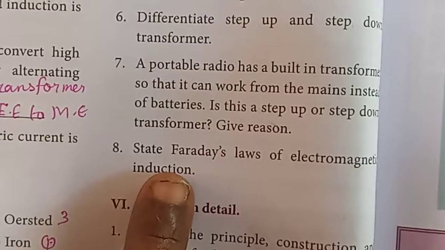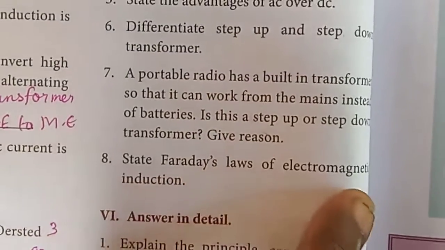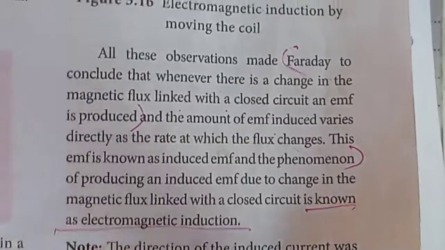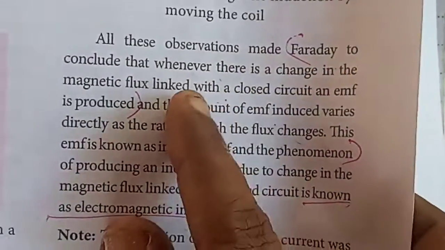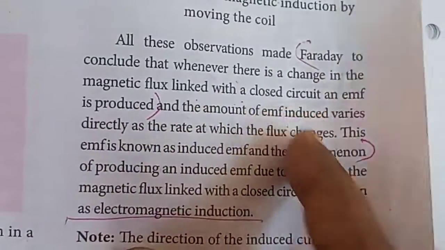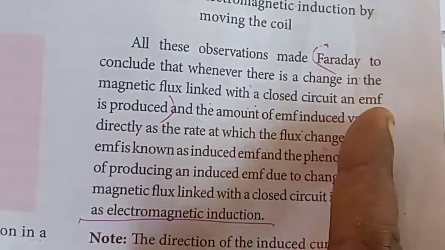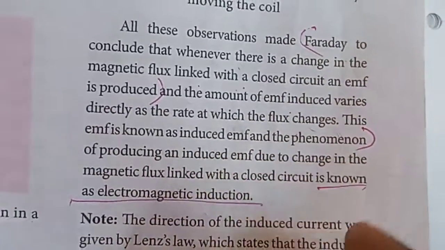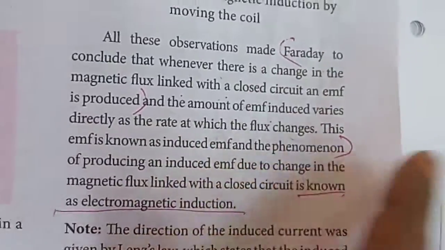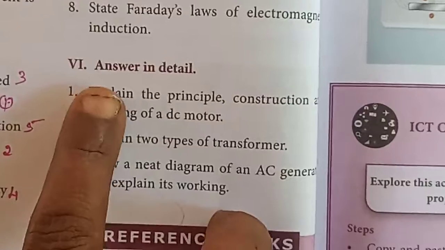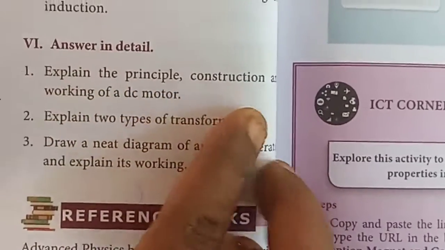Next, eighth question. State Faraday's law of electromagnetic induction. Page number 59. Faraday concluded that whenever there is a change in the magnetic flux linked with a closed circuit, an EMF is produced. This induced EMF is known as electromagnetic induction. Next, Roman numeral 6, first question. Explain the principle, construction and working of a DC motor.